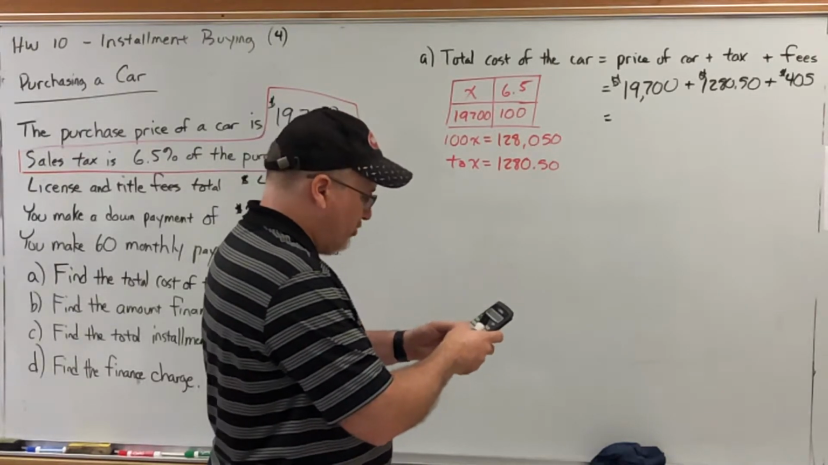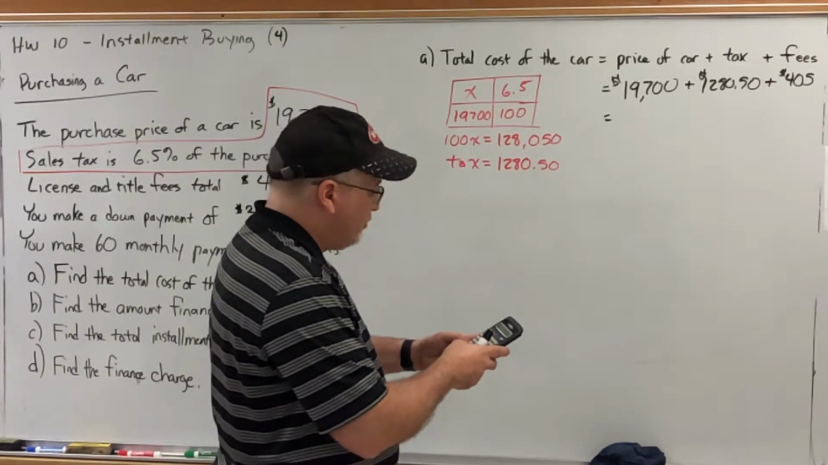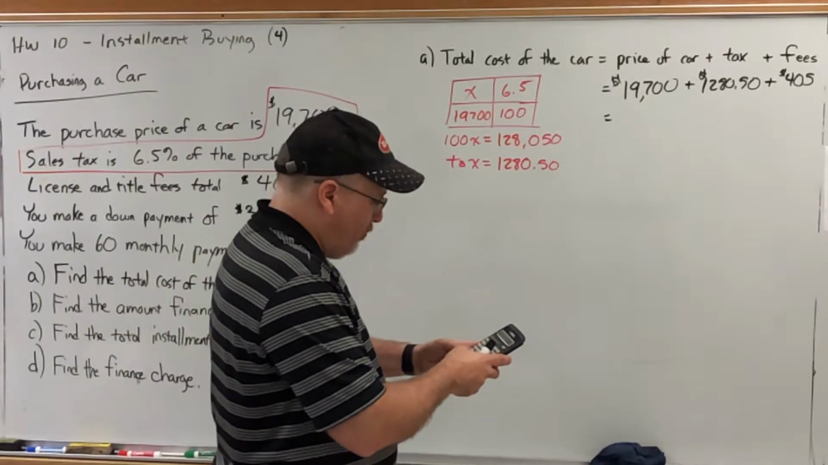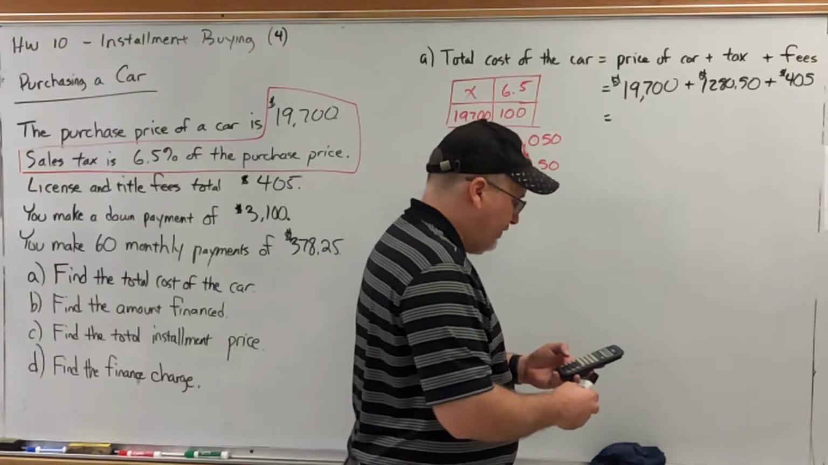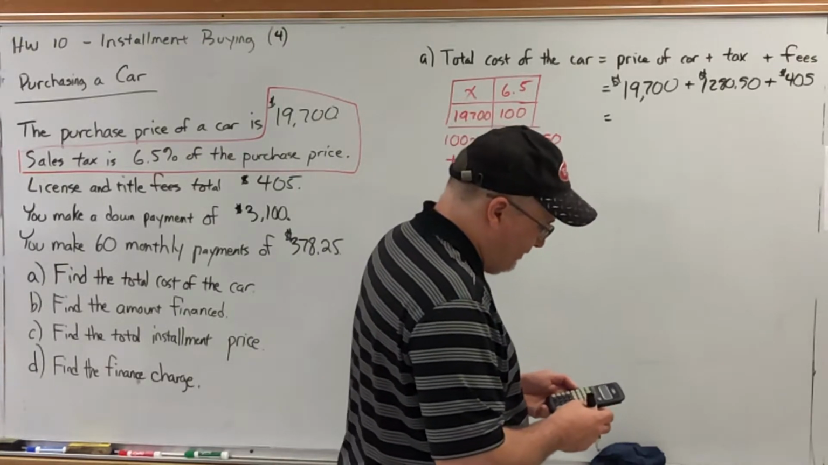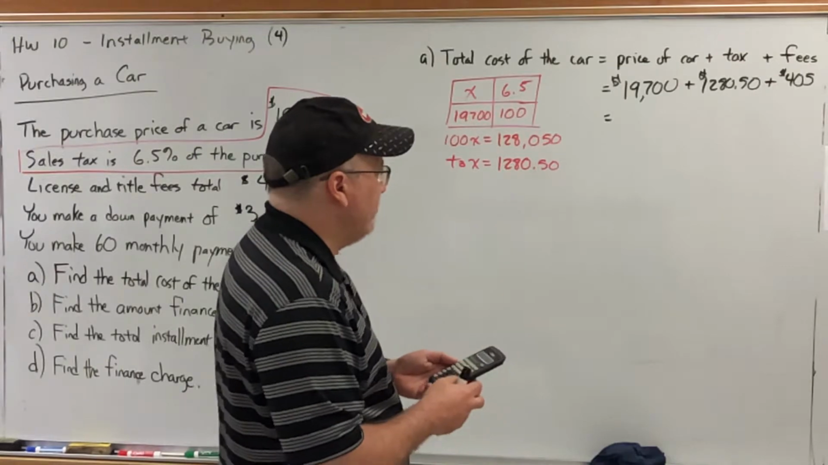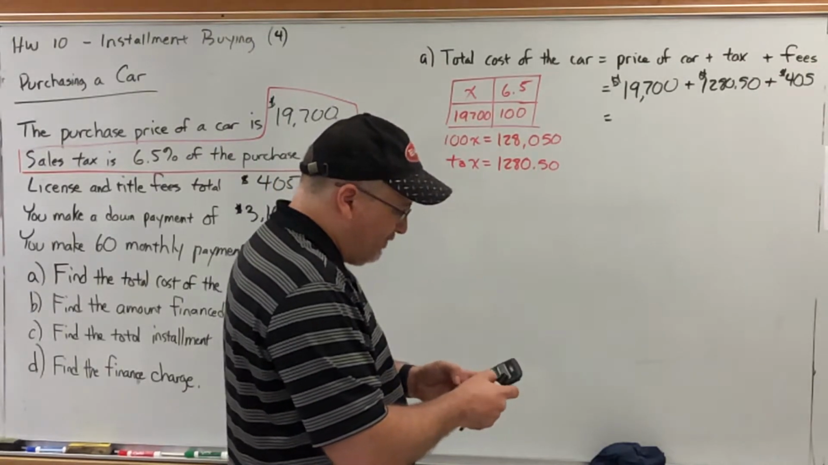Oops, let's try that again. Plus 1,280.50 plus 405. That can't be right. I got 41,000. It shouldn't be anywhere near that. I must have mispressed something.